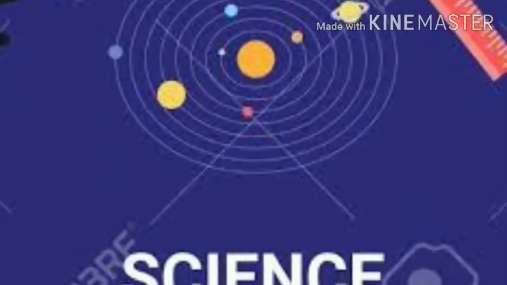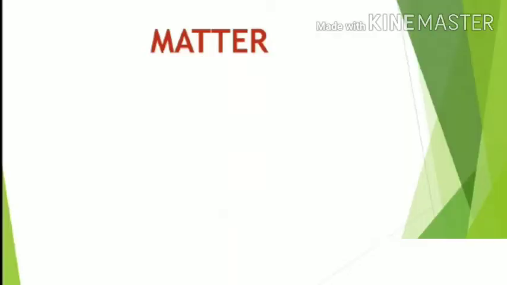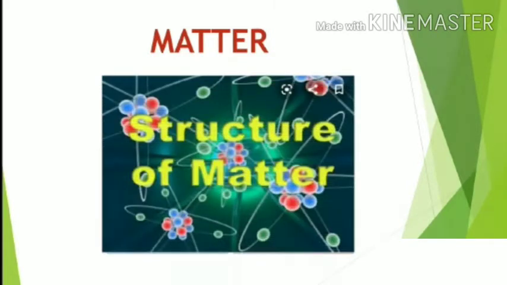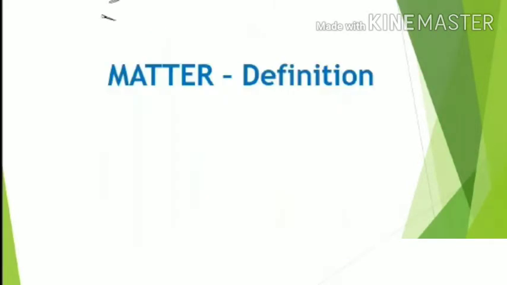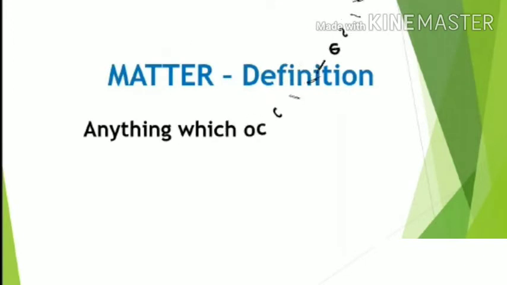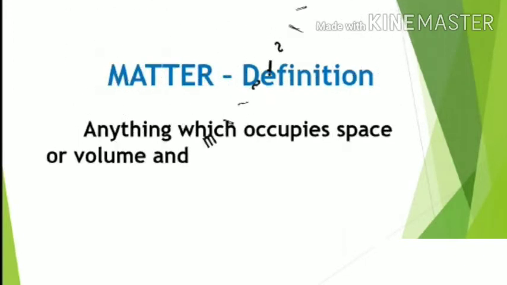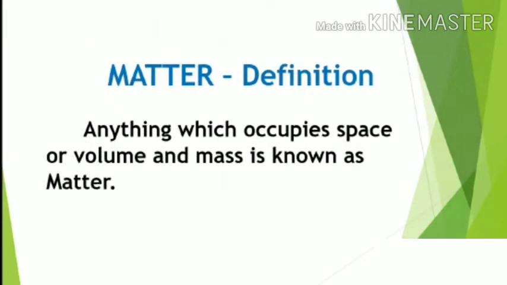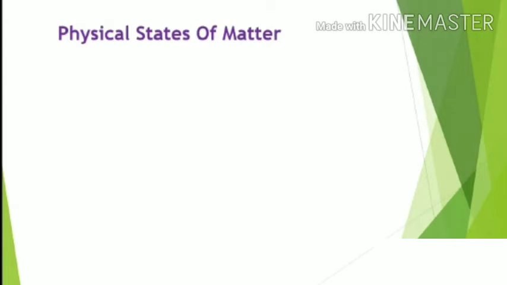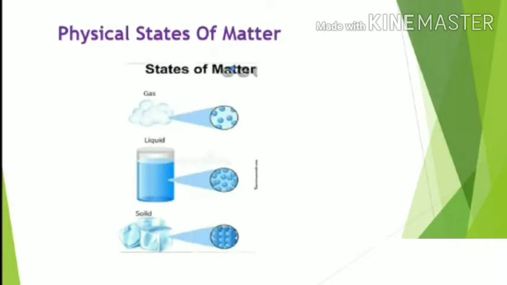And next we move on to the next lesson of science called matter. You know that in the universe everything is made up of matter. So we can define matter as anything which occupies space or volume and has mass. And you know the three physical states of matter, that is solid, liquid and gas. So these are the three main states of matter.